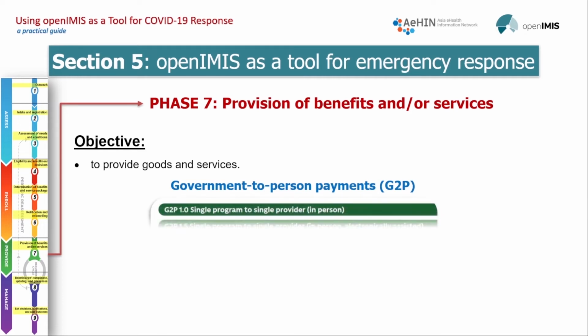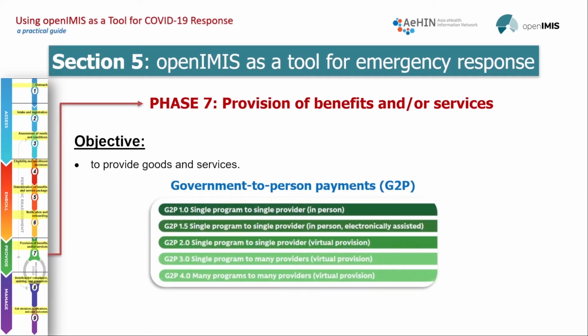G2P strategies have had several iterations of improvement, with the COVID-19 pandemic being an impetus to rapid transformation of many ongoing G2P schemes globally. G2P systems traditionally are implemented with in-person, single program to single provider systems. In the advent of modern technology, electronically assisted and virtual payments became more available and accessible. And single program to single provider systems eventually evolved into many program to many providers, where a single platform can link beneficiaries of multiple programs to their preferred payment providers.